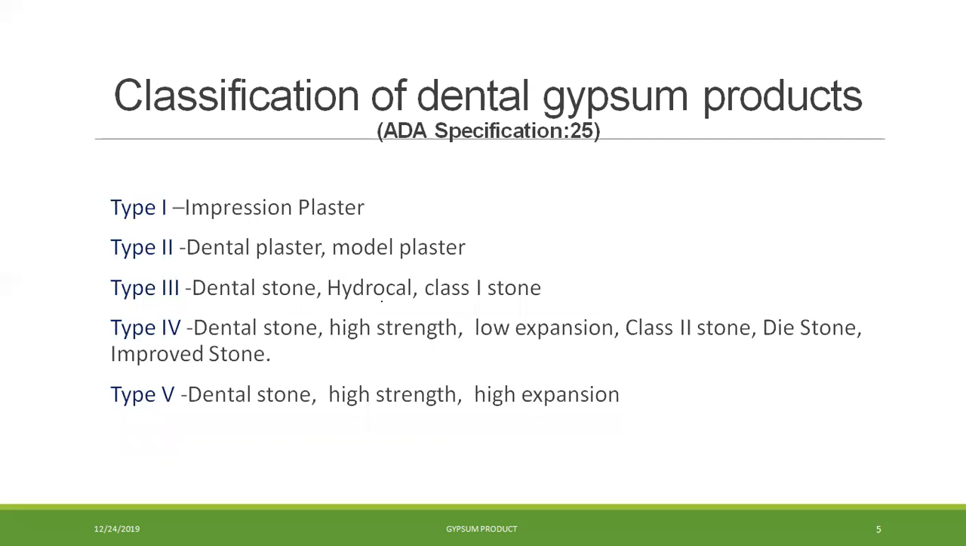Type 3 is dental stone, hydrocal, class 1 stone. Type 4 is dental stone, high strength, low expansion, class 2 stone, die stone, or improved stone, which is mainly used for casts where we require high strength, like in case of crowns or bridges. Type 5 is dental stone, high strength, high expansion, right?